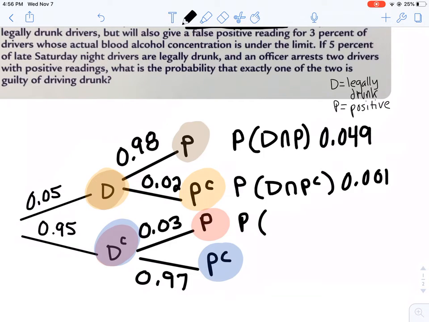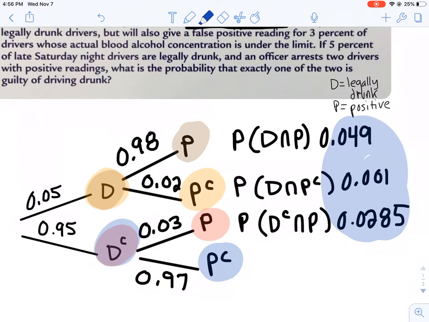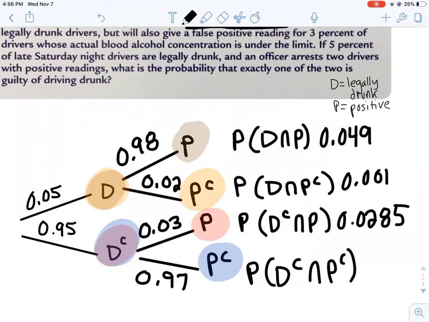0.285. So again, probability of the complement and testing positive, 0.0285. And if I really wanted to, I could just add these three values up here, subtract it from 100, but I'm still going to do my multiplication out. 0.95 times 0.97, and that's 0.9215. So the probability of a sober person getting pulled over and testing negative is going to be 0.9215. Alright, so that gets me started here.